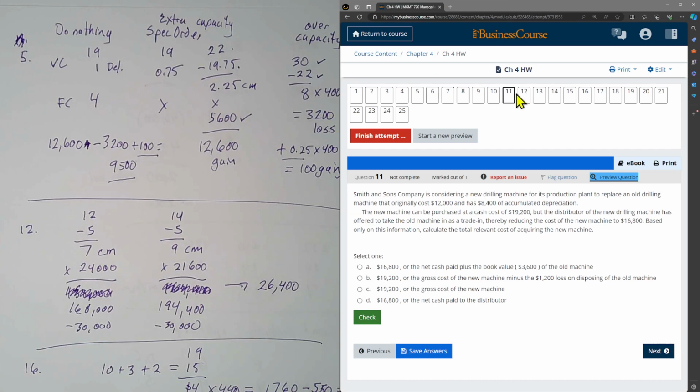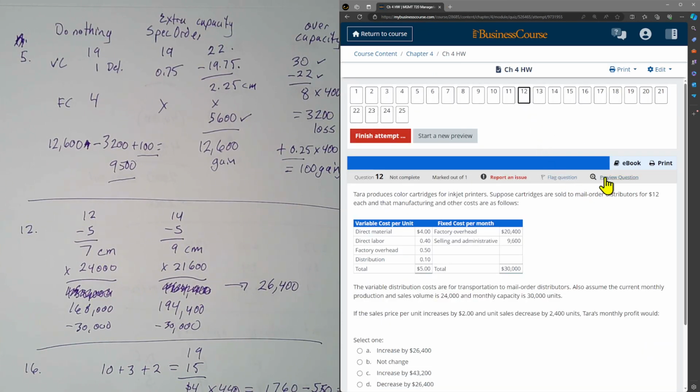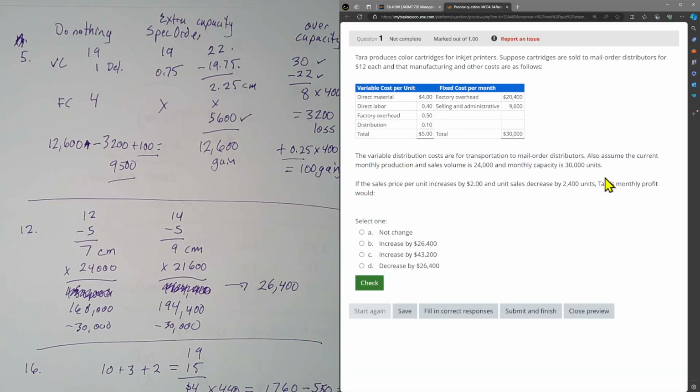Okay, now we move to 12. This is going to be a question of one of the parts before we got to the special questions: how do we revisit a profit plan? So this is sort of on that level. Terra produces color cartridges. They sell for $12 each. Here we've got the variable costs, the fixed costs, and the variable distributions, assume a sales volume of 24,000.